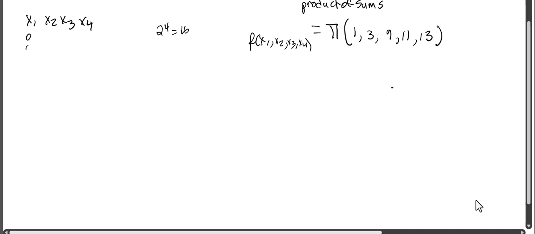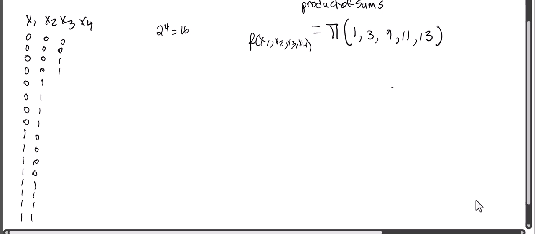For x1, I'm going to make half zeros and half ones: 8 zeros and 8 ones. And then for x2, I'm going to do groups of 4: 4 zeros, 4 ones, 4 zeros, 4 ones. And then for x3, go by 2s. And then for x4, I just alternate every one.